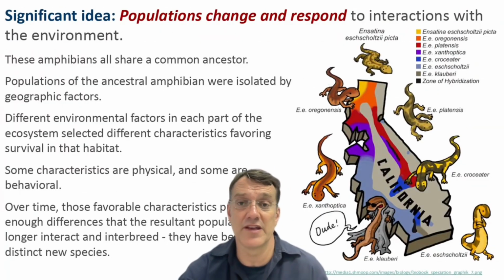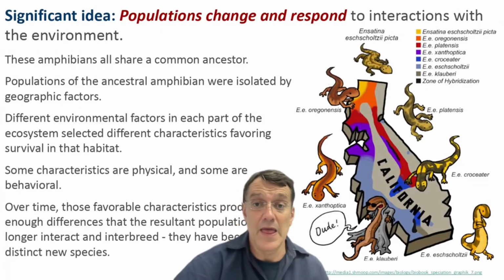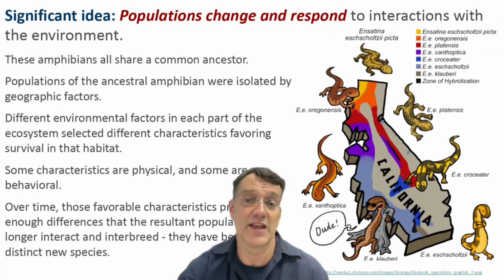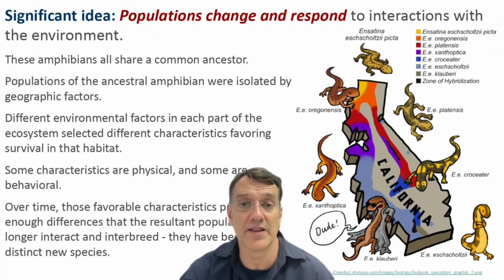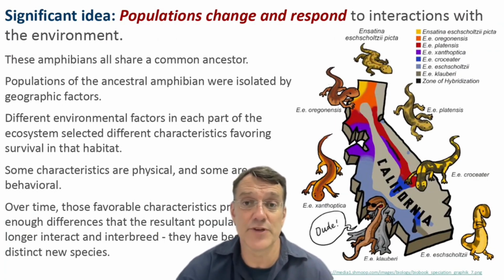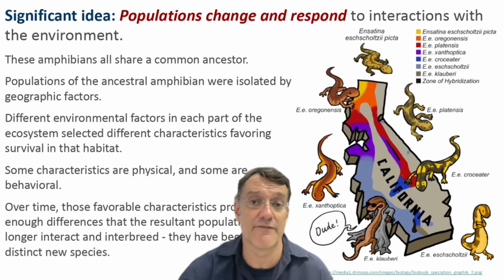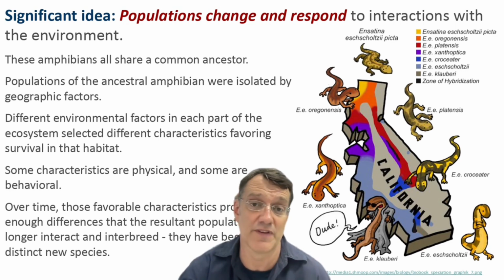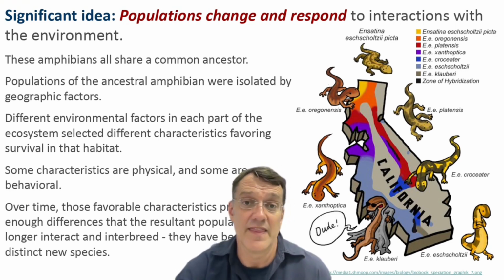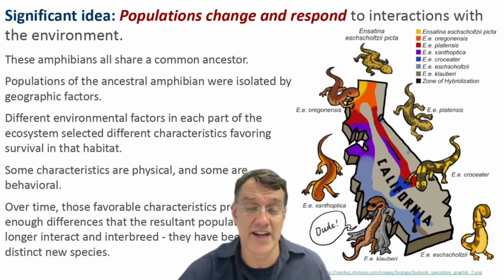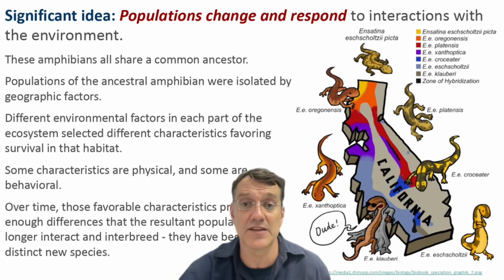Populations change and respond to interactions with their environment. This map shows how geographic isolation of an ancestral amphibian population led to speciation. Different environmental factors in each region selected for different characteristics that favored survival in those specific habitats. Over time, these isolated populations accumulated enough differences to become distinct species that no longer interbreed.